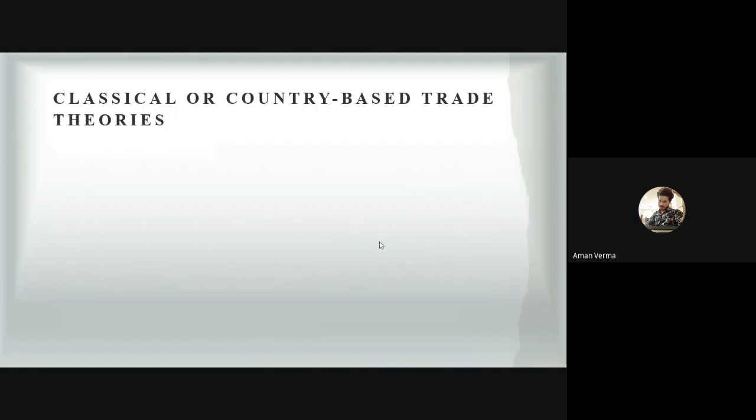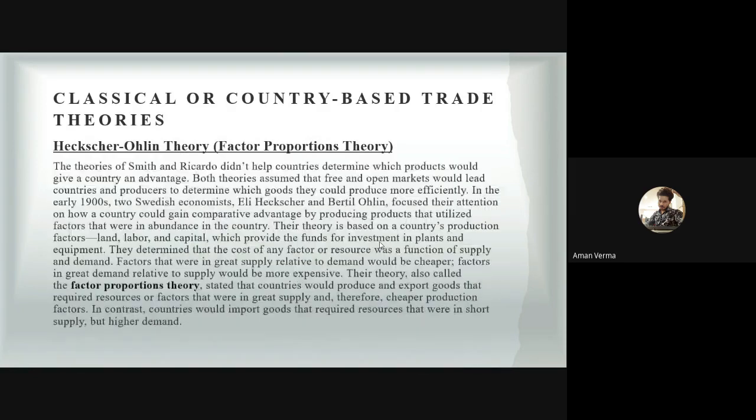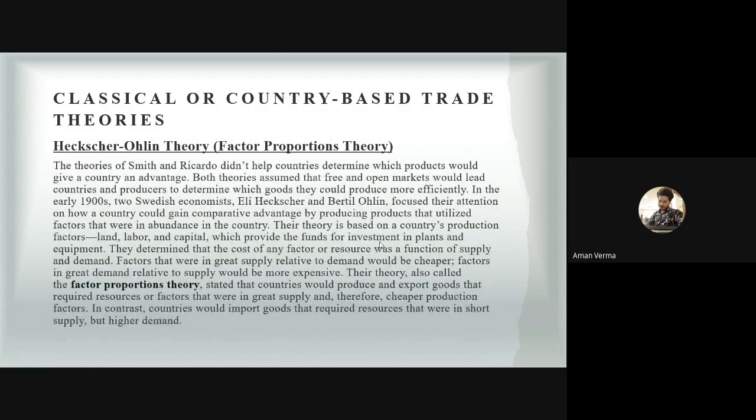Now, the fourth theory is the Heckscher-Ohlin theory, also called the factor proportion theory. The theory of Smith and Ricardo didn't help countries determine which product would give a country an advantage.